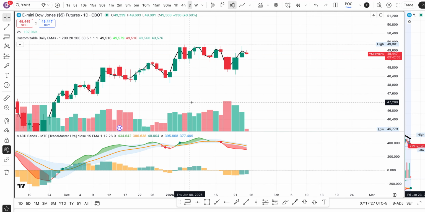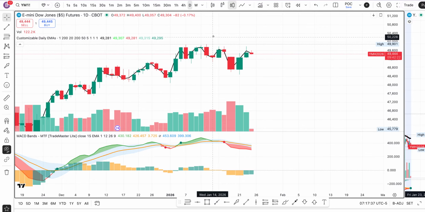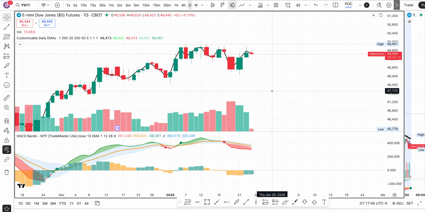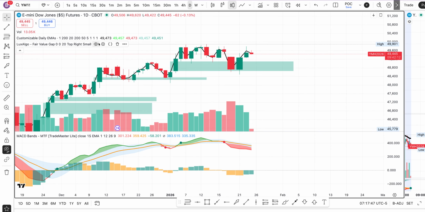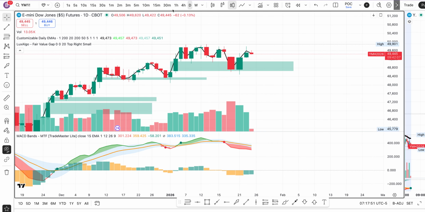Now, what am I looking for here? What is the very first thing that's going to show me the areas of interest on this chart? I'm going to use fair value gaps for that. I go to my handy indicator list, pick fair value gap, which is provided by Lux Algo, and mark it to the chart. It follows whatever time frame I've got, currently 1 day, and shows me where the gaps are.